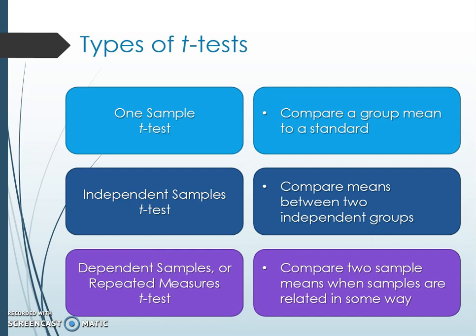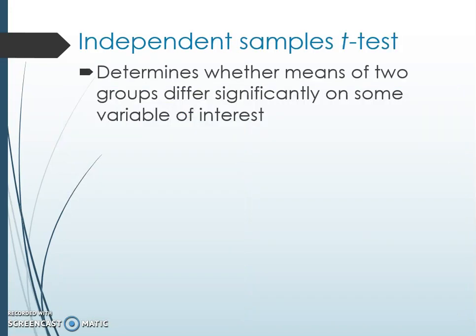And then finally, the third type of t-test, which is covered in Chapter 7 of the text, is the dependent samples t-test, or sometimes called the repeated measures t-test, because this is the one that you would use if you had a pre-test, post-test situation where you wanted to compare the gains and scores on a test or an instrument between two groups, let's say a control or a treatment group. So in this dependent samples t-test, we're comparing two sample means when the samples are related to one another in some way. So let's go back and look in a little bit more detail about the independent samples t-test.